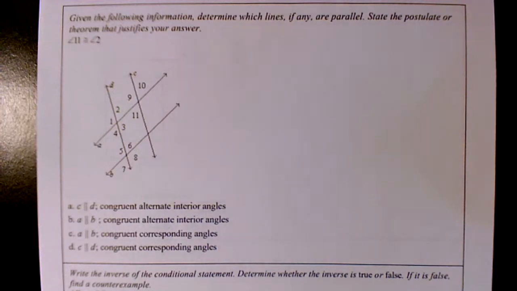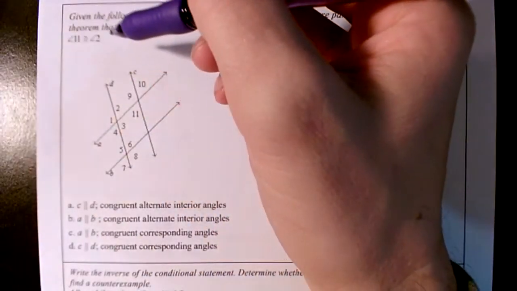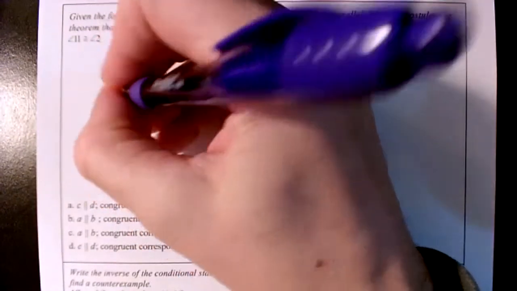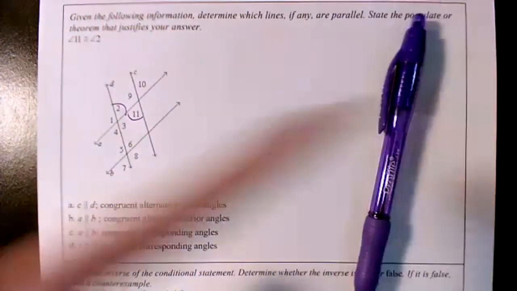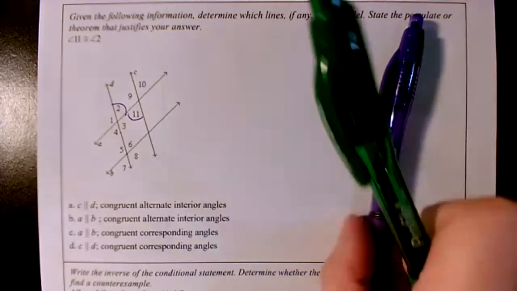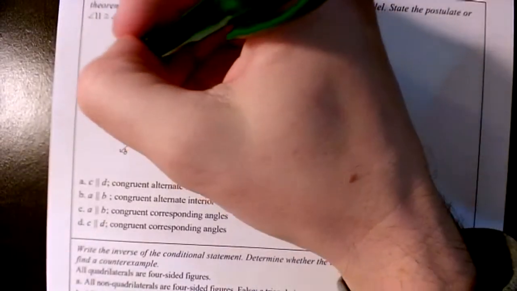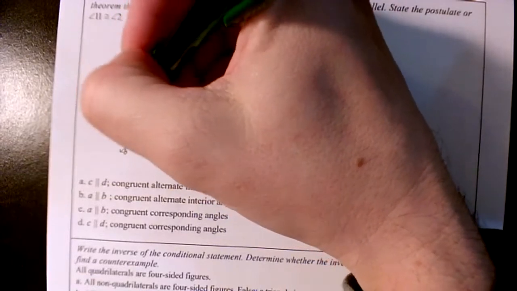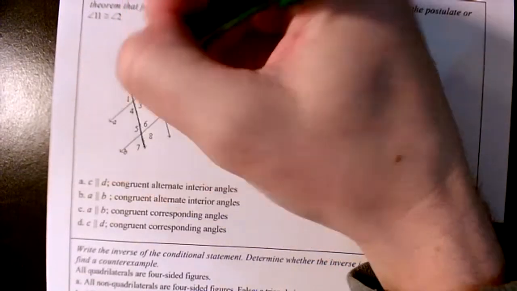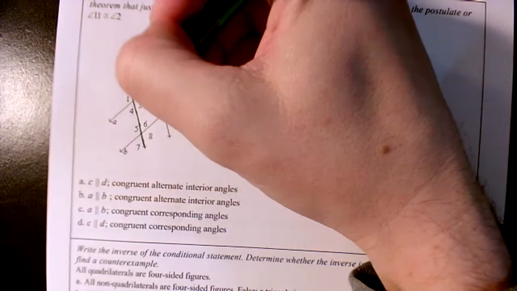Given the following information, determine which lines, if any, are parallel. State the postulate or theorem that justifies your answer. So I need to look at angle 11 and see if that's congruent to angle 2. Here's 11, and here's 2. How can I compare 11 to 2? Well, if 11 and 2 are going to be congruent, that means these two lines have to be parallel. This one and this one.